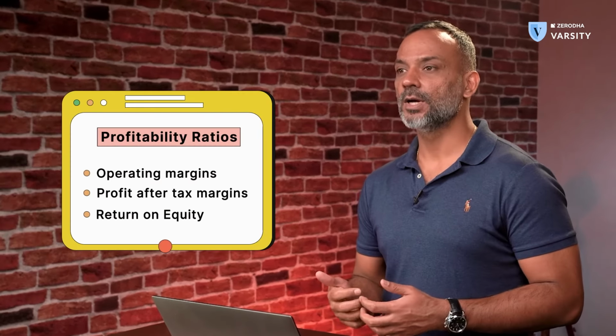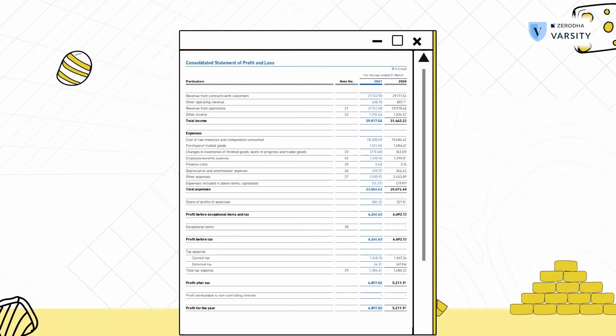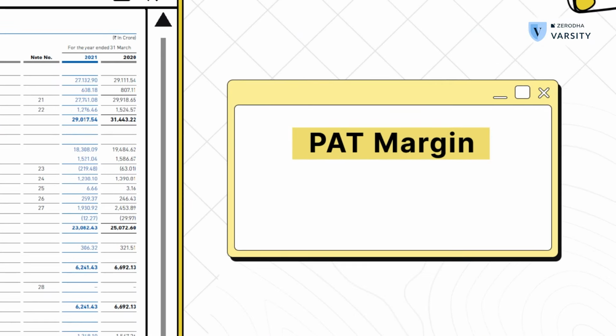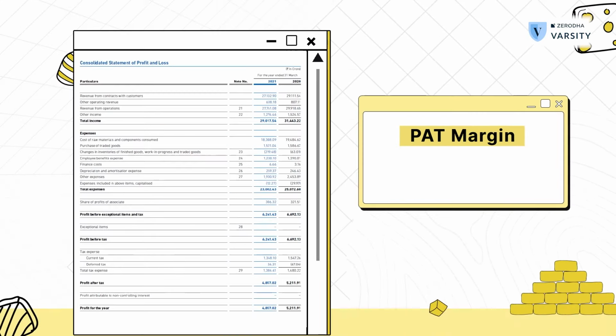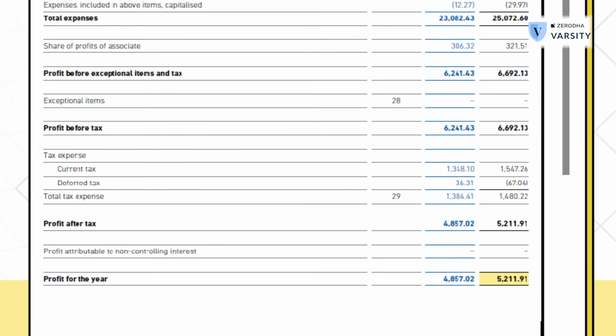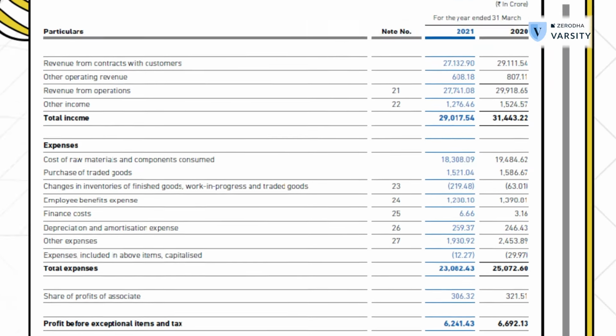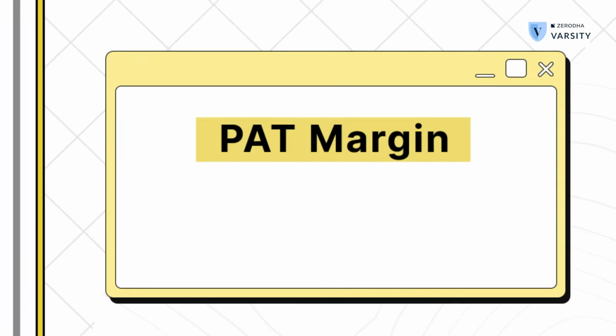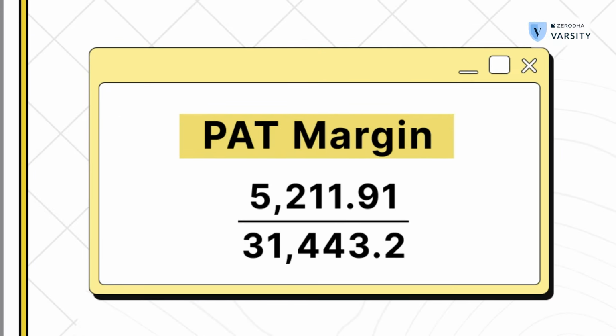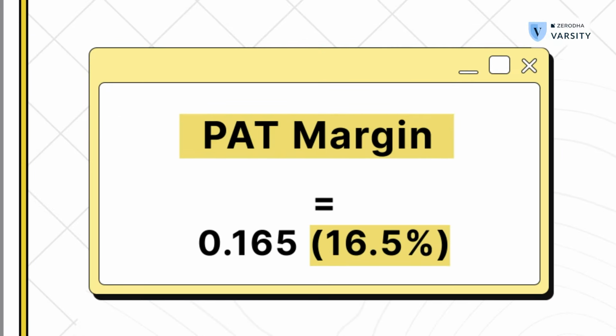Let's move ahead and calculate the second profitability ratio of Bajaj Auto. Let's look at the PAT margins. To calculate the PAT margin, we divide the PAT number, which is also the bottom line of the company, by the total income of the company. By doing so, we get a PAT margin of 16.5% for Bajaj Auto.